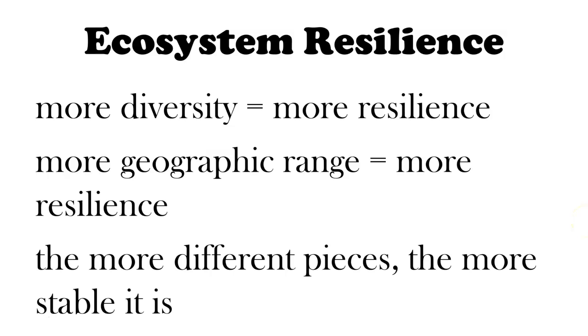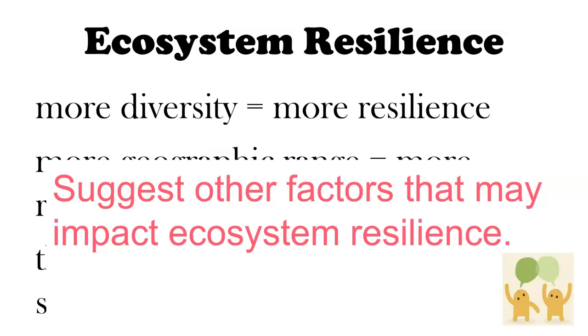In general, the more different pieces to a system there are, the more stable that system tends to be. For example, we can talk in terms of biodiversity or genetic diversity. The greater diversity that we have, the more stability we will have. And there are other factors other than diversity that can impact ecosystem resilience. See if you could think of a couple, and we should be able to discuss those if we needed to.